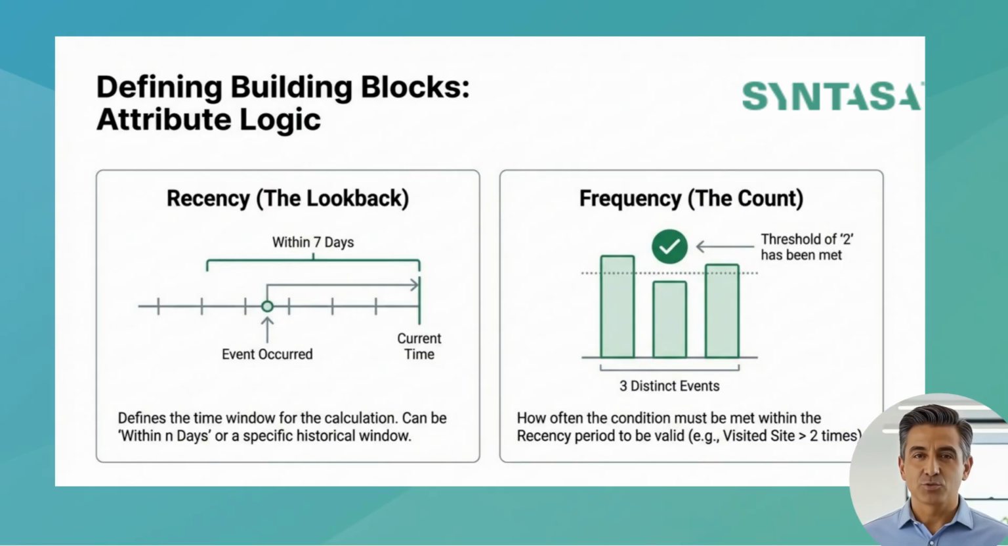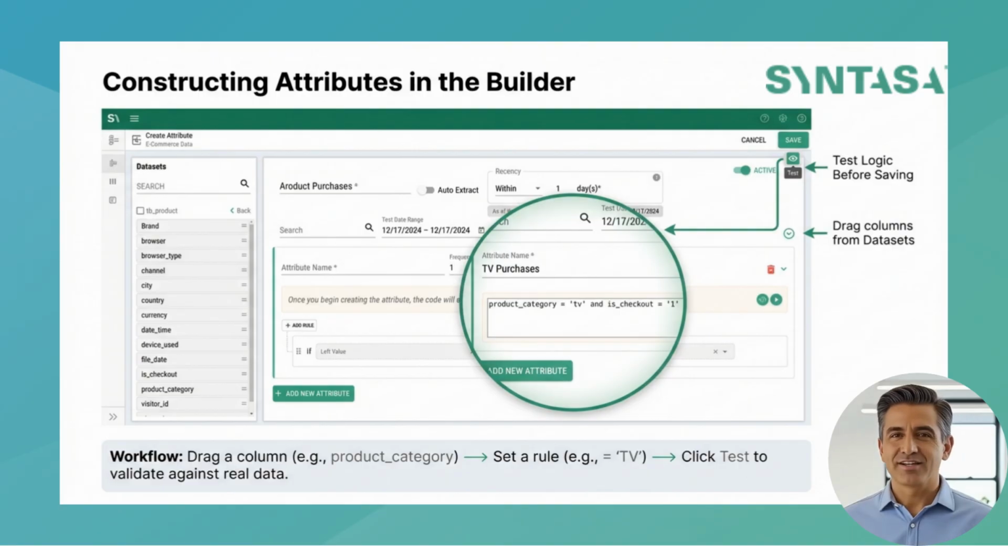When building rules, you will define recency, the look-back period for calculation, and frequency, which determines how often a condition must be met to be considered valid. Use the test icon to preview your logic and ensure it hits the target records before finalizing.